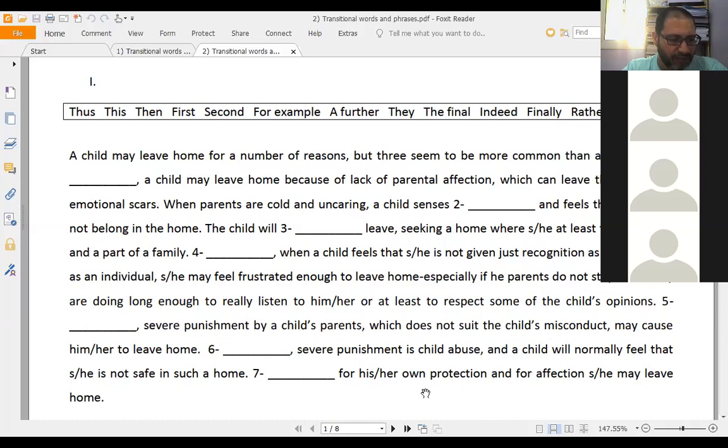Now it's 10:24. I will give you till 10:28.